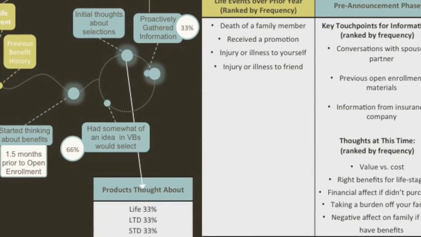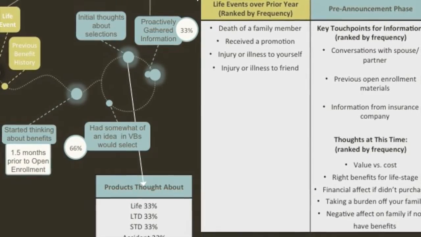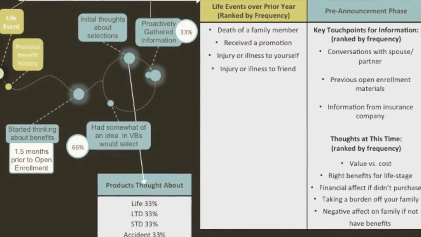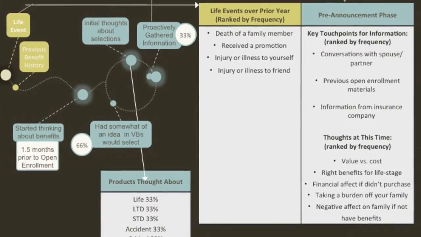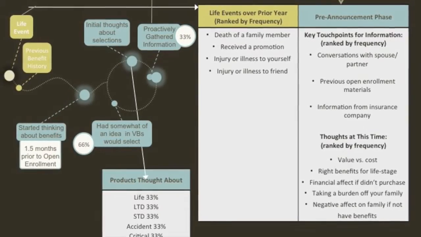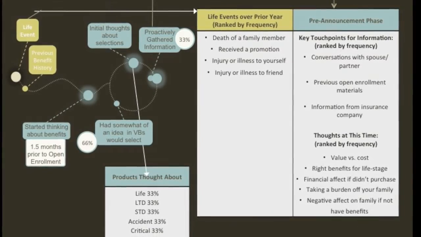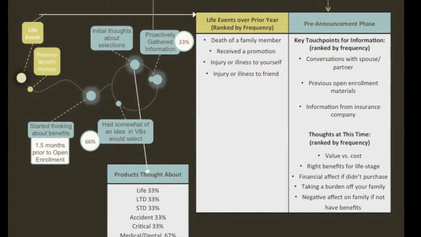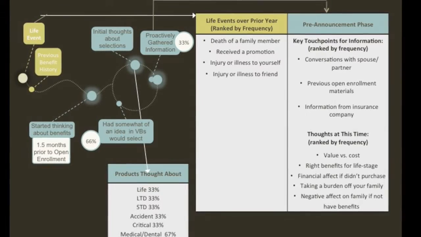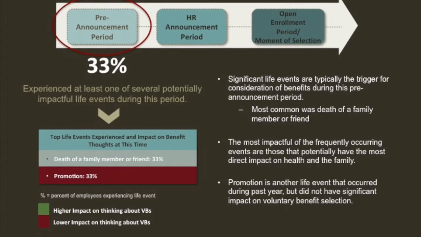Several key themes emerged from the research that I conducted. Death of a family member, receiving a promotion, or injury or illness were the predominant reasons people were thinking about these types of benefits. Also, people who were thinking about them were having the conversations with spouses. They were looking at previous materials and information from the insurance company. Value versus cost was the primary thing that people were really evaluating.